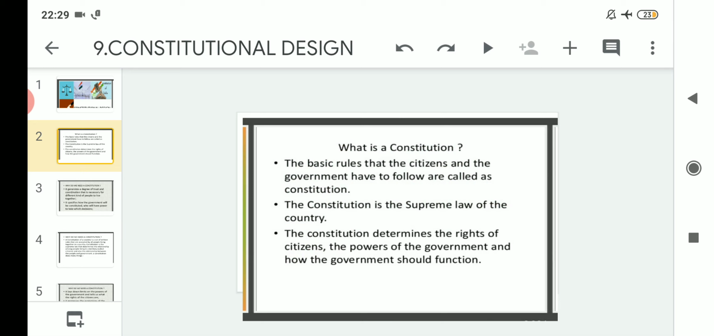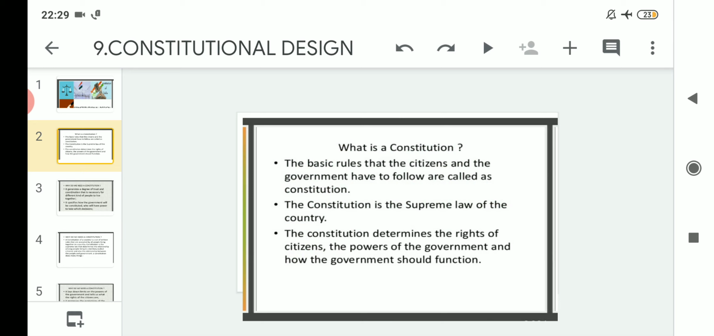So according to the constitution, the basic rules that the citizens and the government have to follow are called constitution. That means the elected government will rule the country not according to their wish but according to the rules and regulations that are mentioned in the constitution. Through that they will rule the country, and we as citizens should also abide by the rules and laws that are given in the constitution.